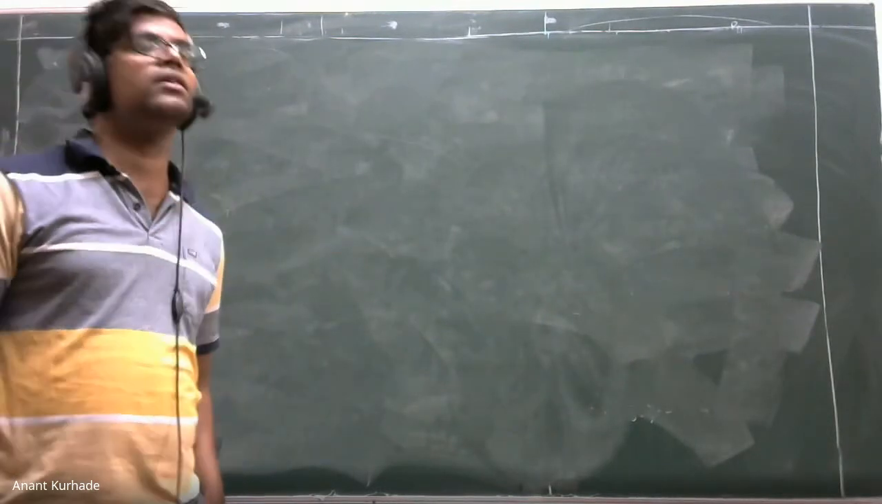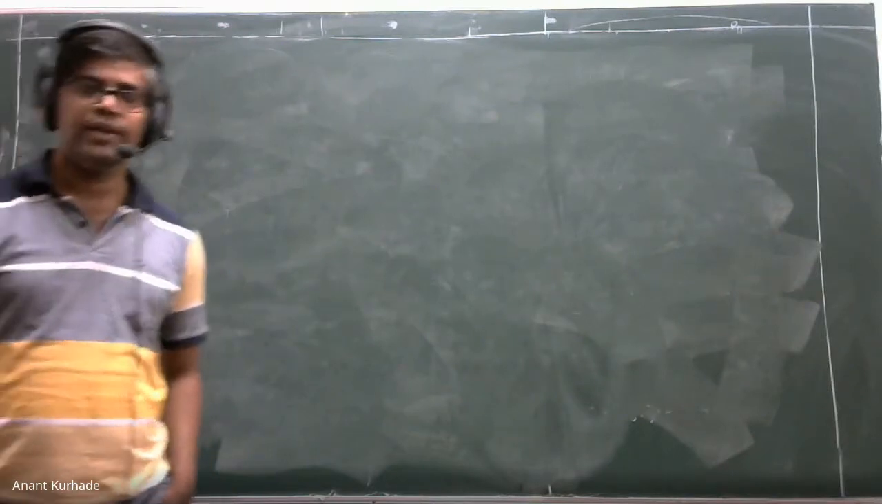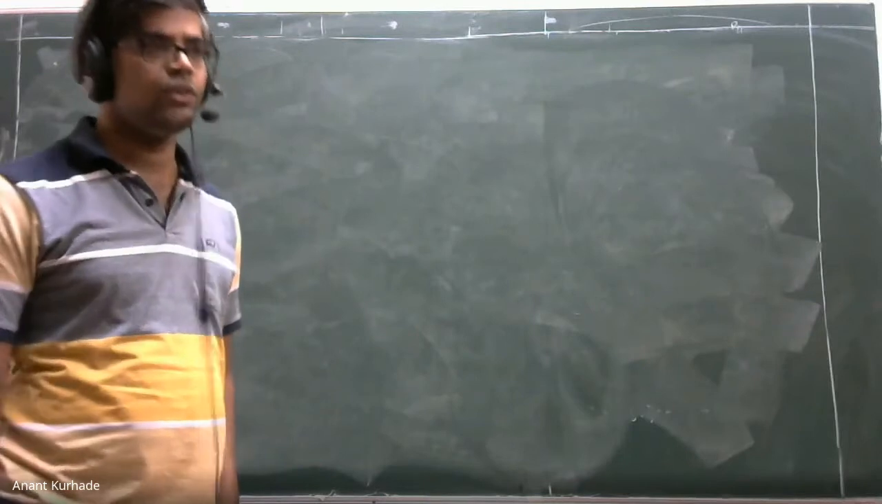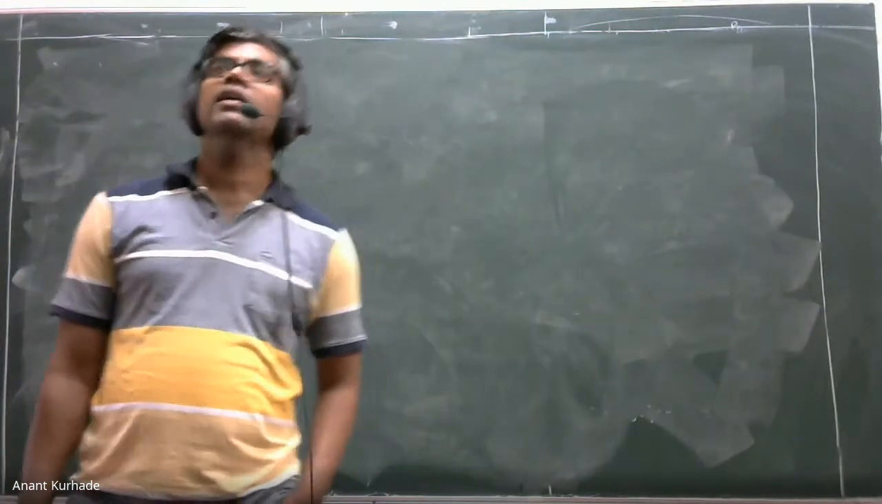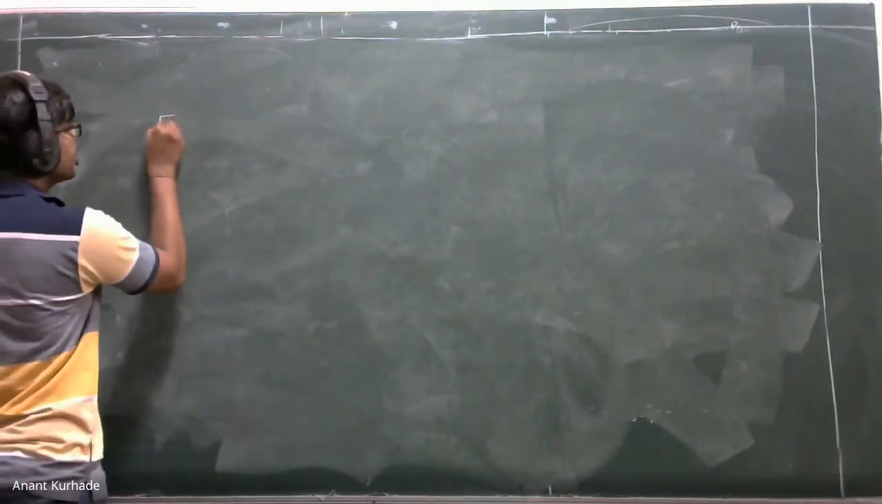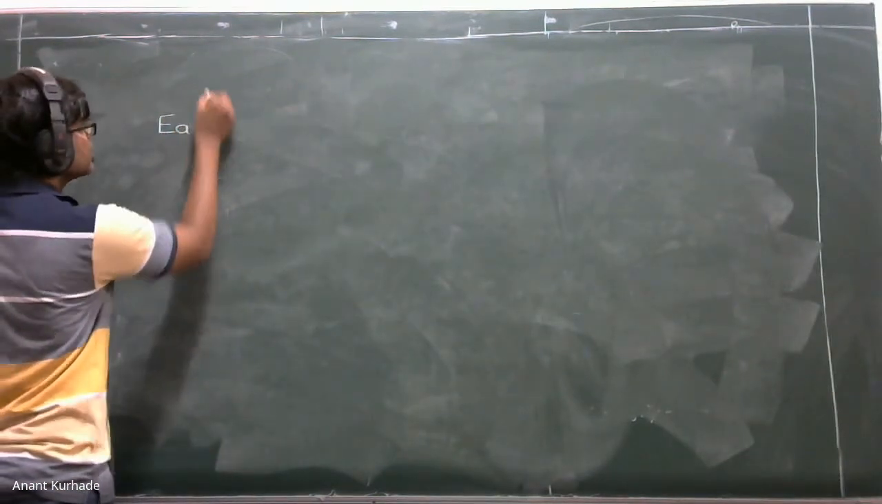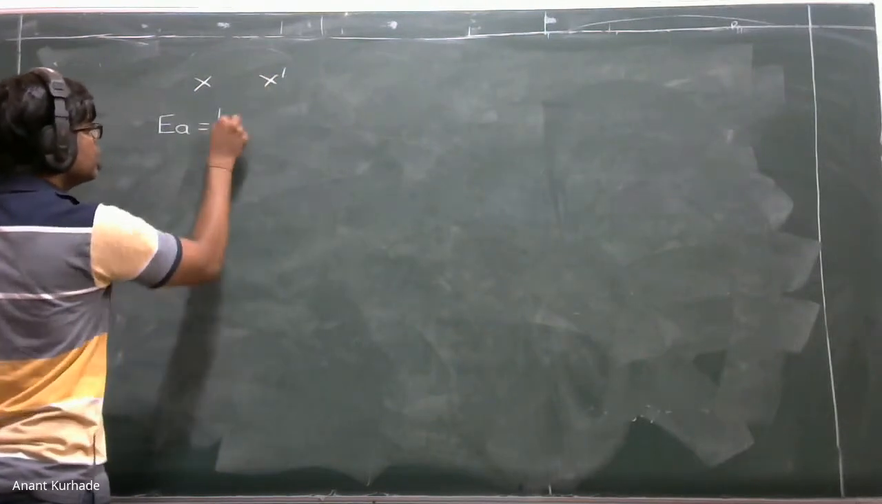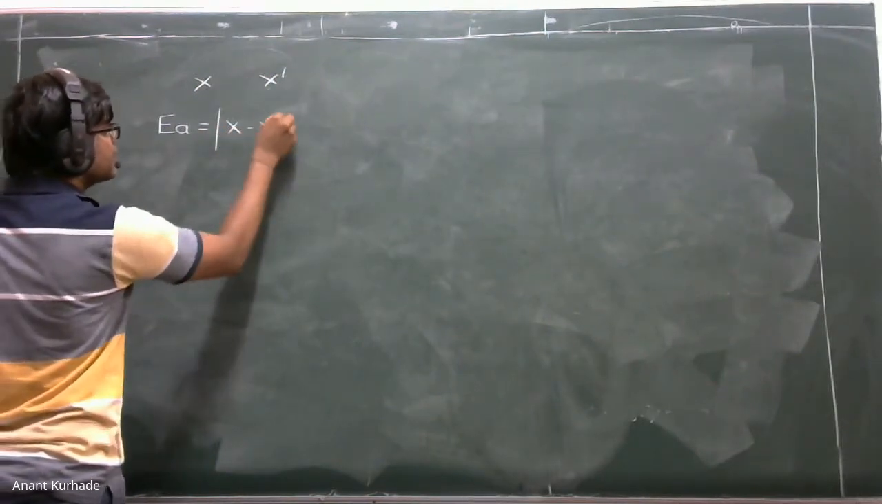So true value minus approximate value, mod, that is mod x minus x dash. Again, you can say this error as an absolute error. So we are denoting it as EA, absolute error. Okay, so let x be the true value, x dash be the approximate value. So error is x minus x dash.